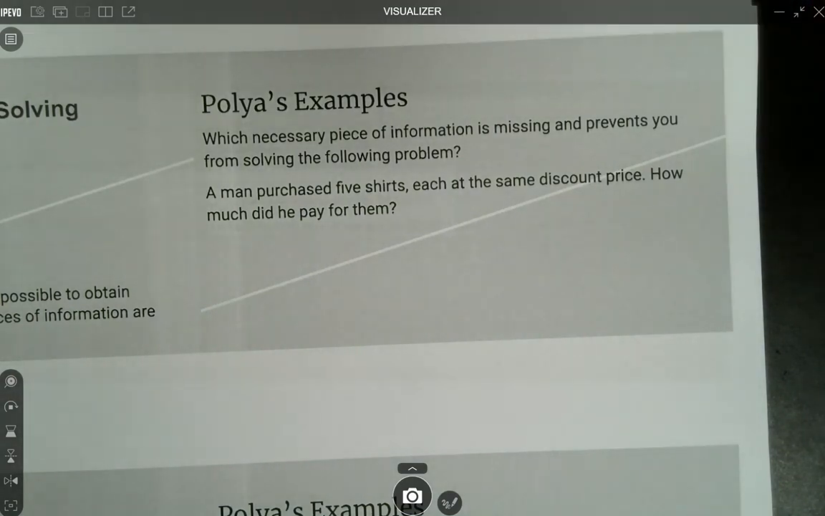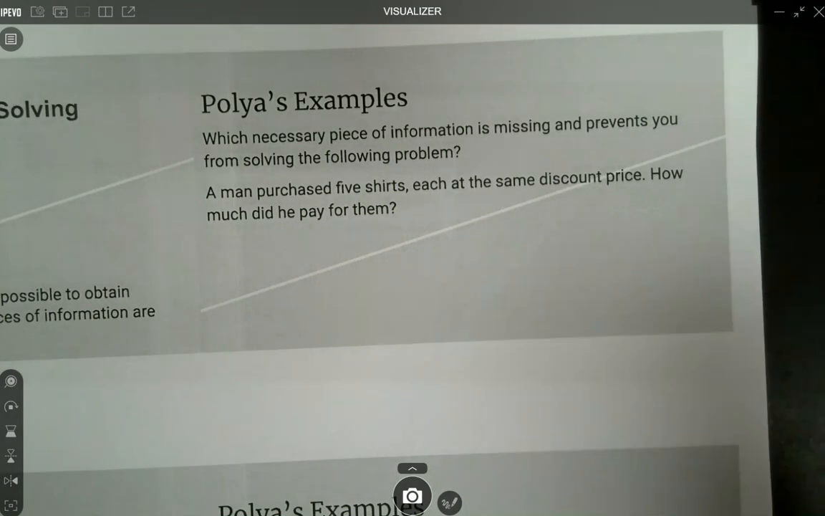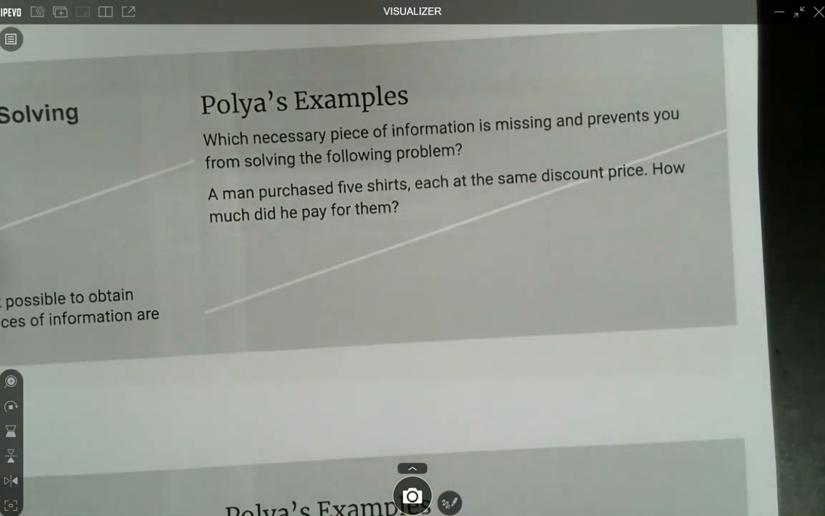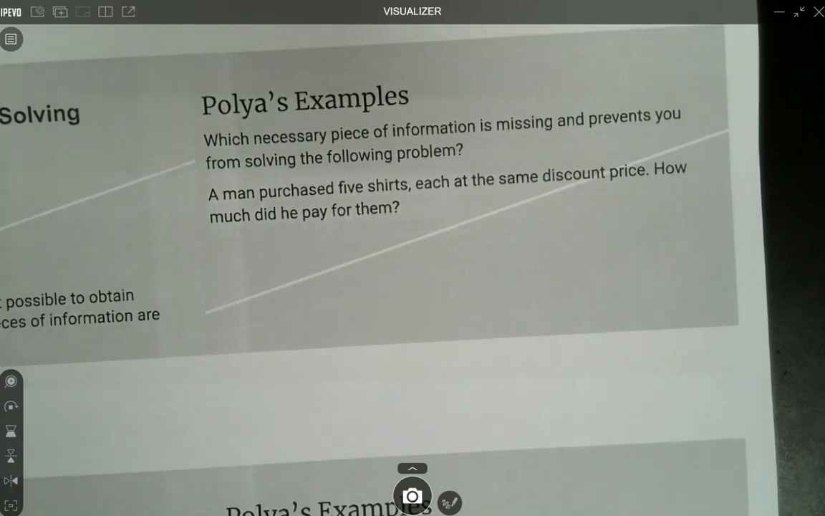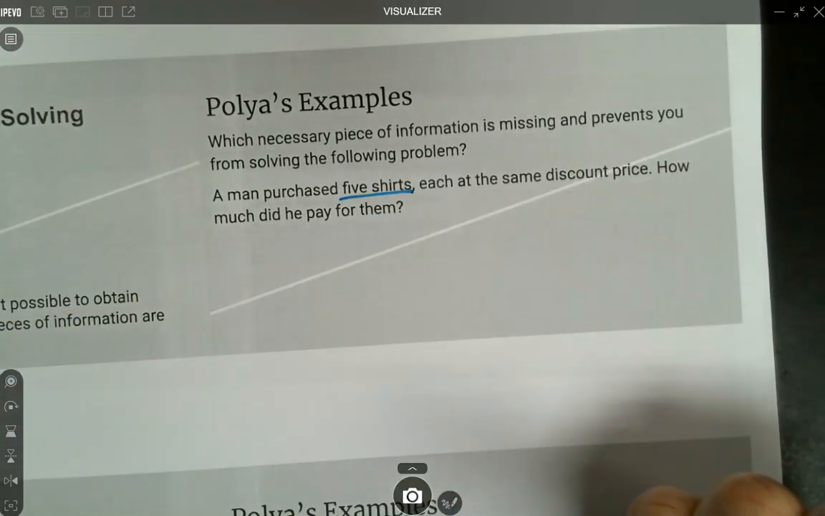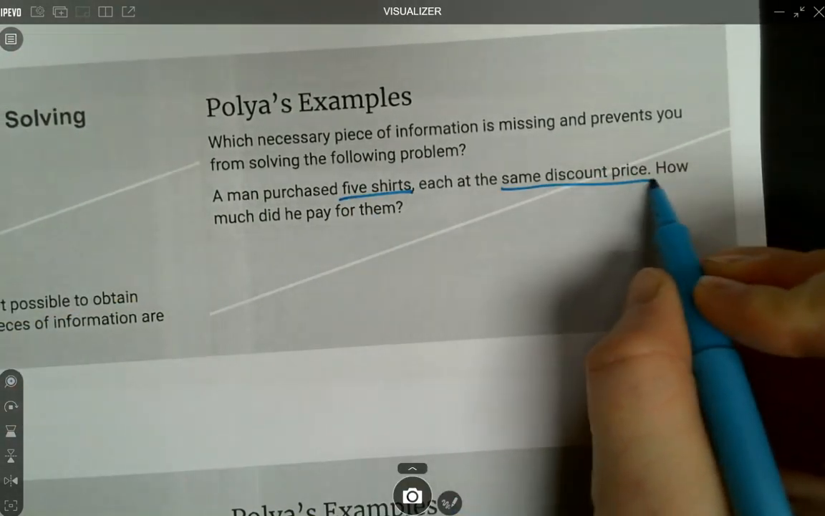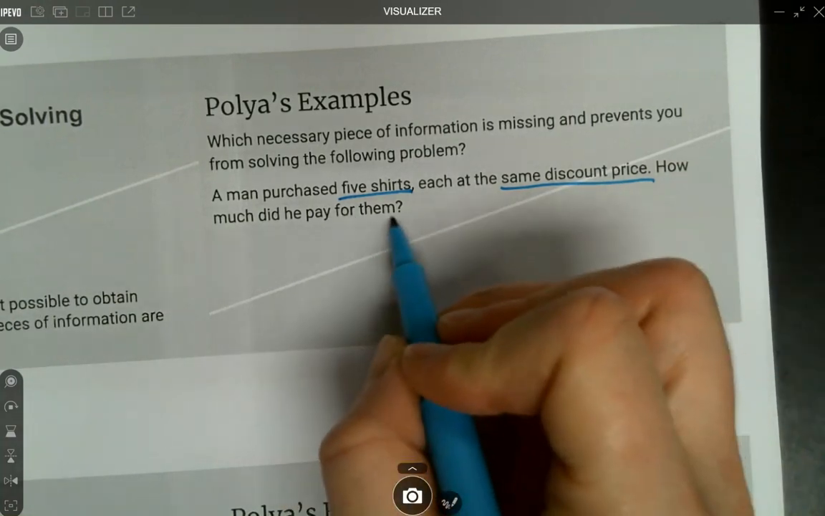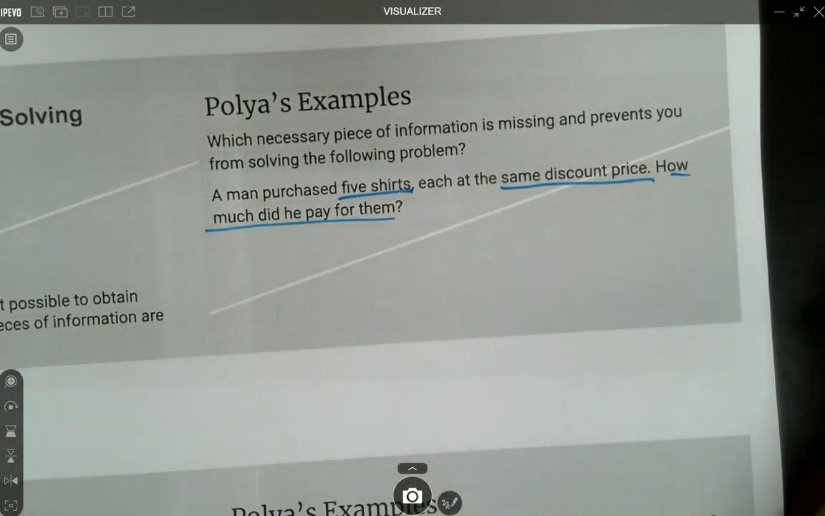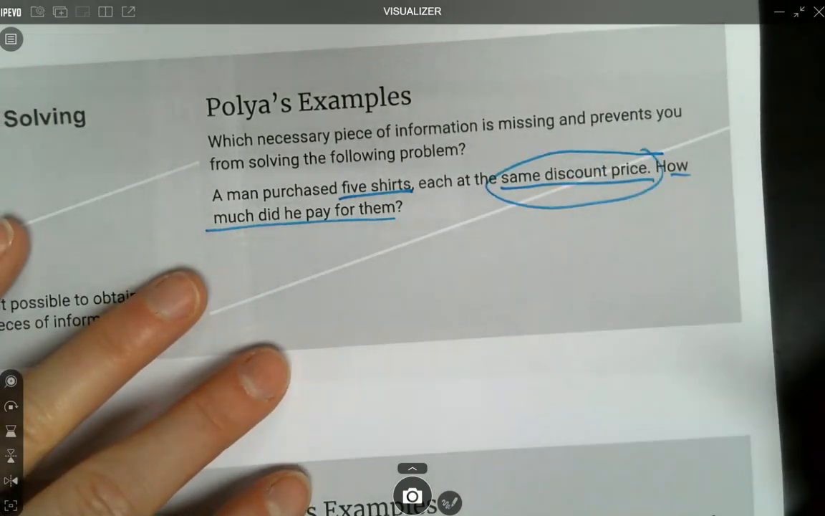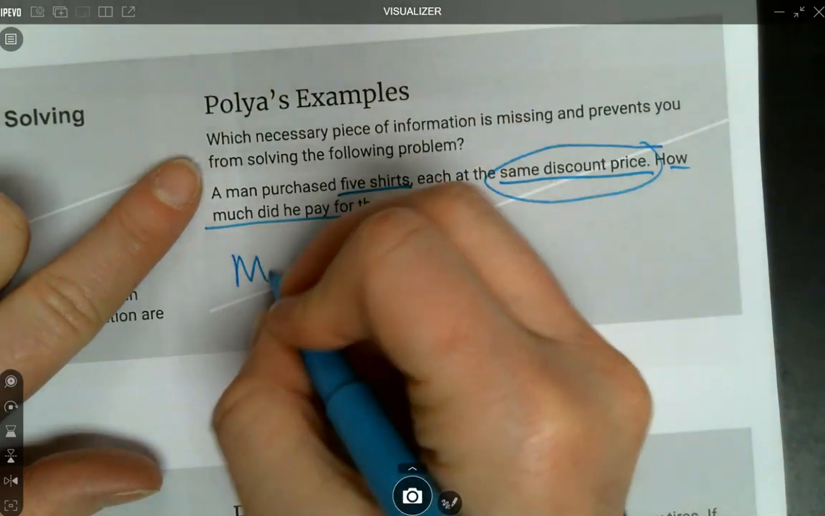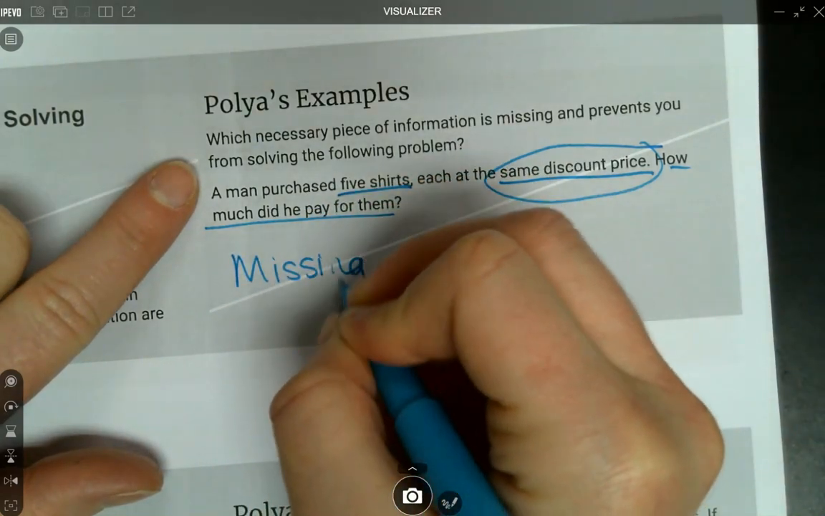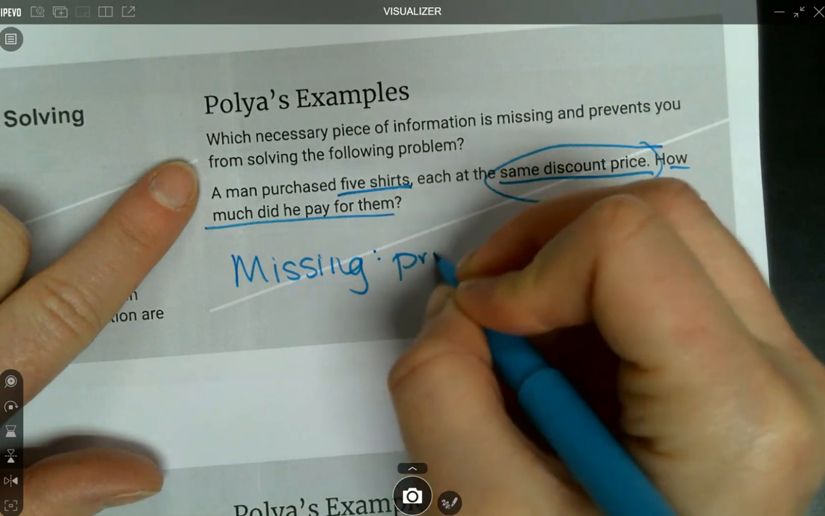Sometimes you don't have the information. Sometimes it's missing. So let's read this example. It says a man purchased 5 shirts, each at the same discounted price. How much did he pay for them? Well, it says he purchased 5 shirts. They're all the same price. It's asking how much for them. Well, we can't find out how much unless we know what the discounted price is. So the missing information is the price per shirt.